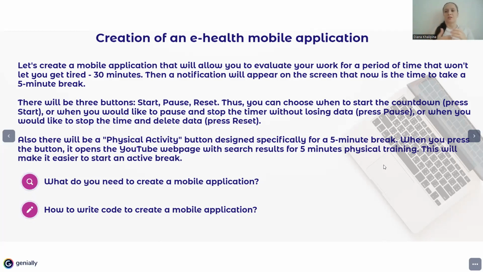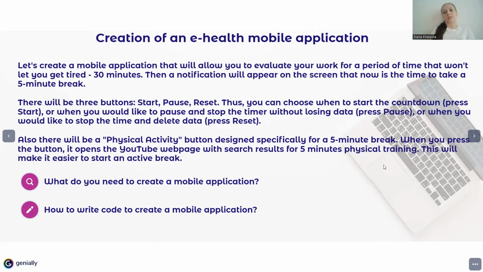have some physical training, and you will have in this application a button, a link to YouTube with the results for 5-minute efficient physical training. So in the app, on the screen, when you open the mobile app, you will see a timer that will go to 30 minutes. And you will see 3 buttons: start, pause, and reset.